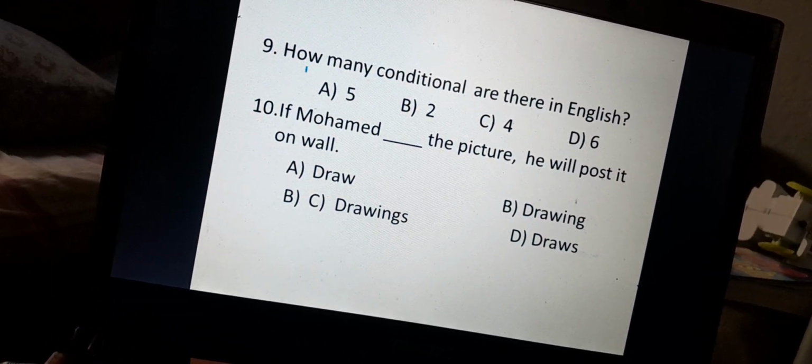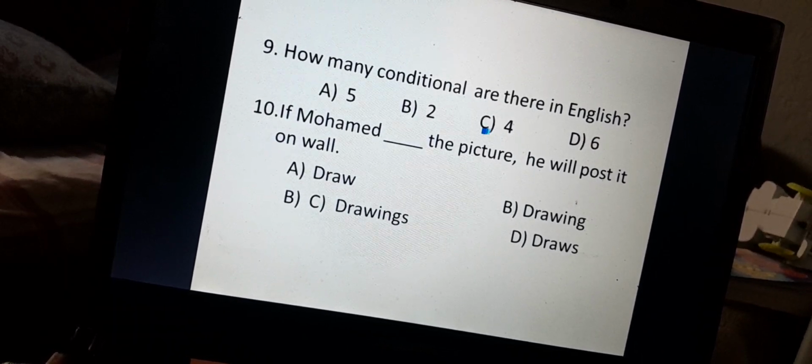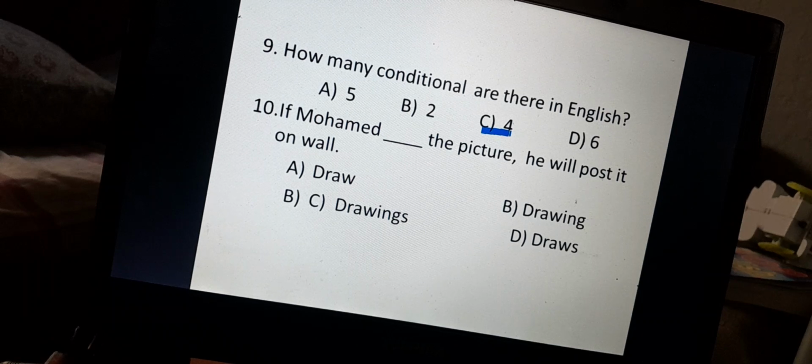And question number 9, how many conditionals are there in English? Last time I told you the number of conditional sentences, so try to remember them and give us the correct answer. A5, B2, C4, and D6. If your answer is 4, you are correct, and thank you for responding with alternative C, or 4, because last time in our discussion we said that conditional types are 4 in English.